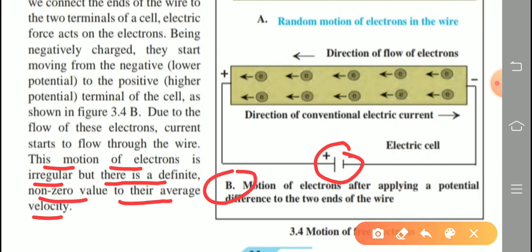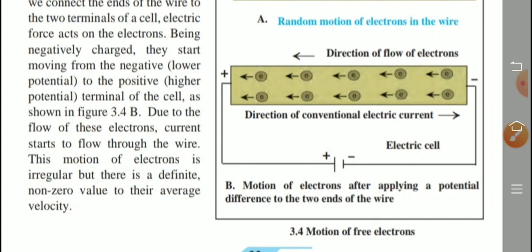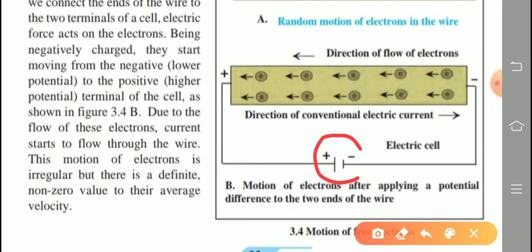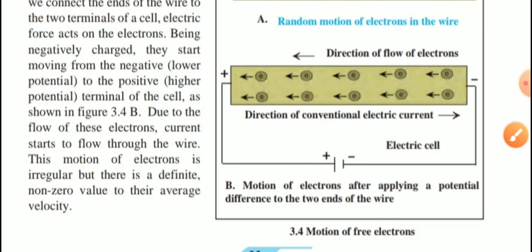So what is given in figure B? Motion of electrons after applying the potential difference to the two ends of the wire. This is the symbol of a cell. Positive means higher potential terminal, negative means lower potential terminal. Next.